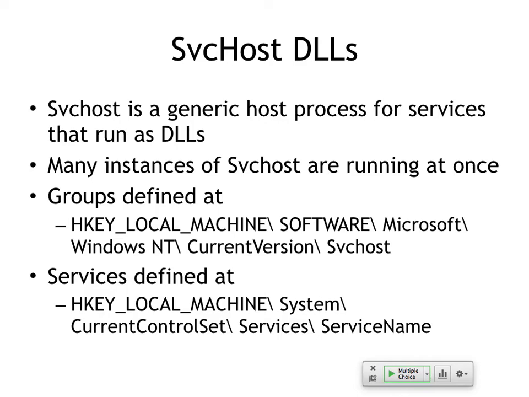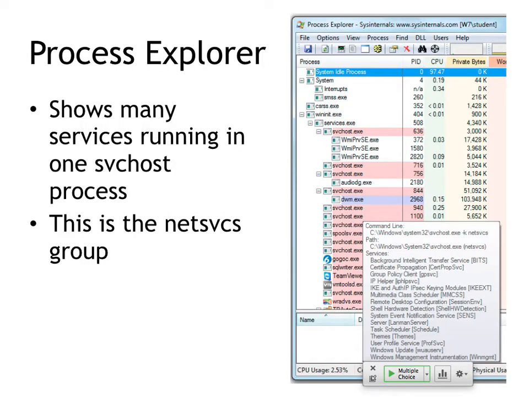Then there's SVC host DLLs. These run services that run as DLLs. There are many instances of SVC host running all the time, and the groups are defined in some registry keys. If you go to Process Explorer, you'll see SVC host, SVC host, SVC host, SVC host. Each one of them is running a dozen services. Like this one is running all these services: BITS, certificate, group policy client, IP helper, and all this jazz. There are many copies of it running. Each one of them provides a variety of services. There's about 100 services running on a Windows machine now, just waiting for various things to happen. And you could add your malware to that list, and there'd just be one more service here.